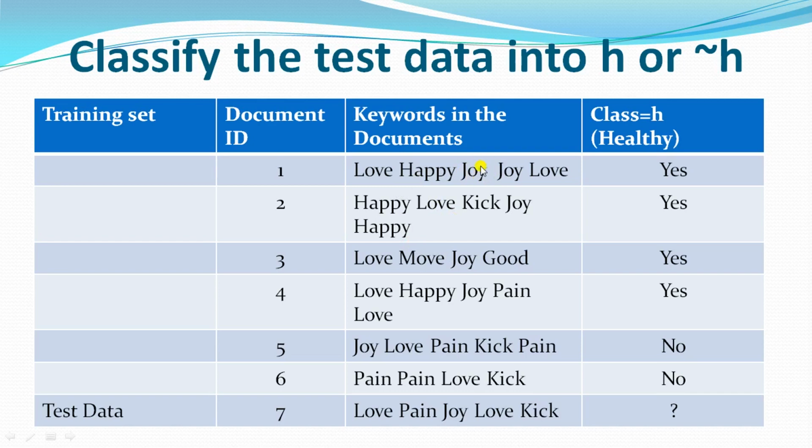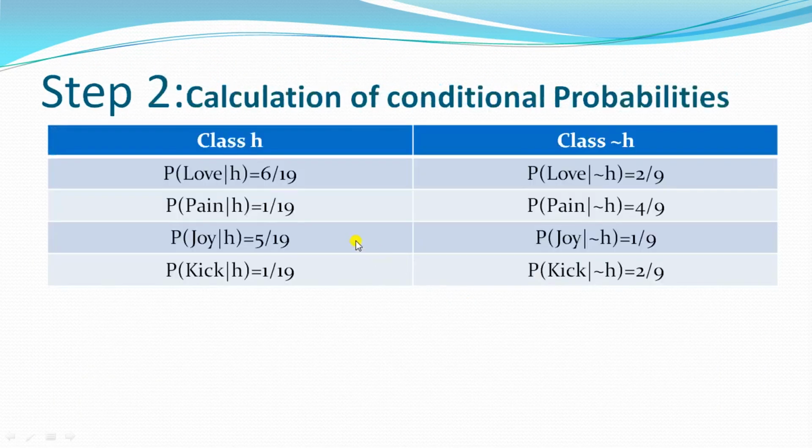Here two joys are there. Here one 3. Here one 4. Here one 5. That means out of 19, 5 terms are joy.